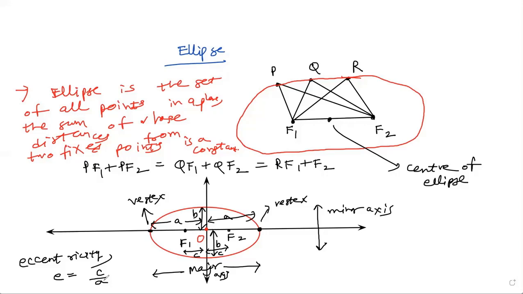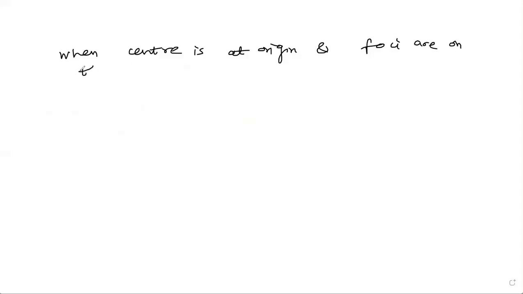Now we are going to see the forms of the ellipse. First we'll see the specific forms, a few particular cases, and then we'll also see the general case. So let us first start with the special cases. This is when the center is at the origin and the foci are on the x-axis or on the y-axis. Let us first see the first case.